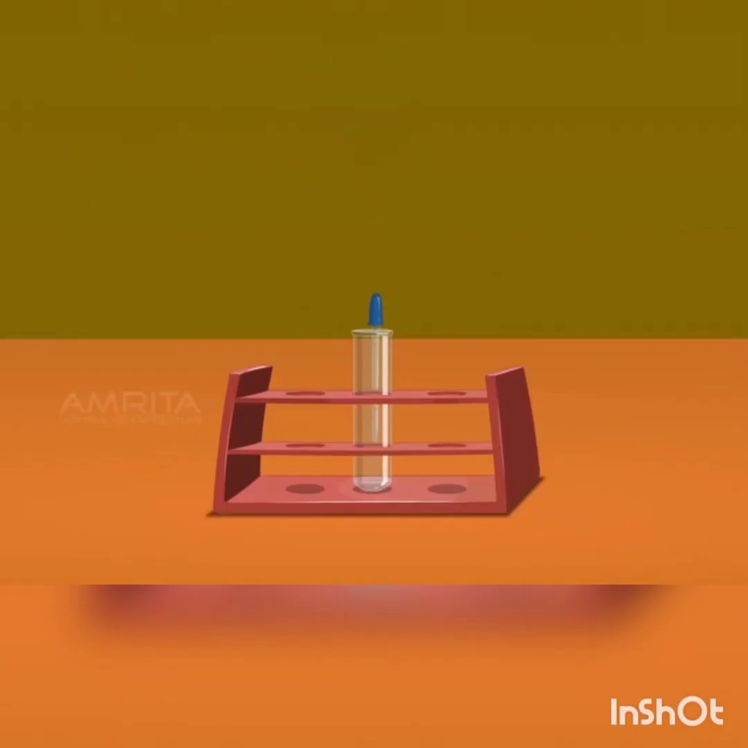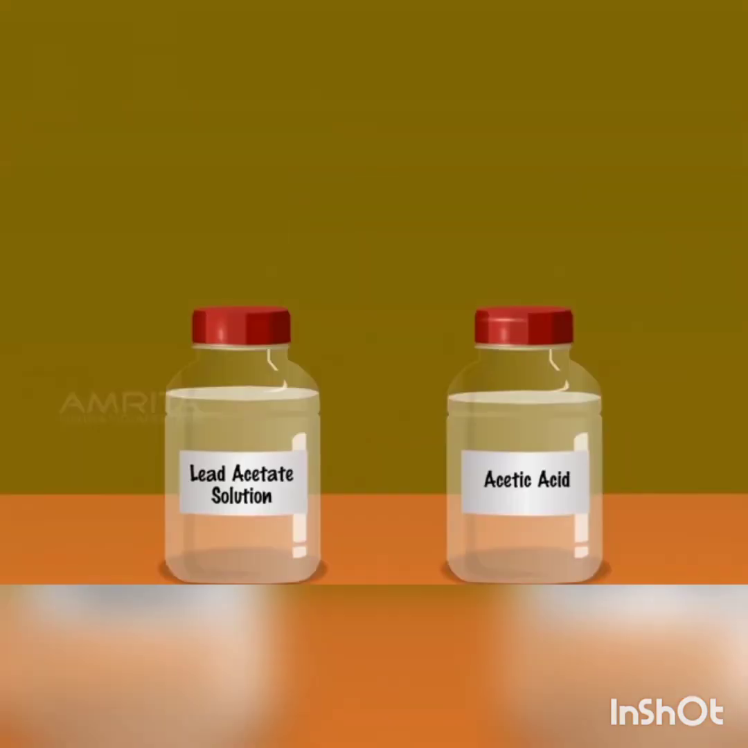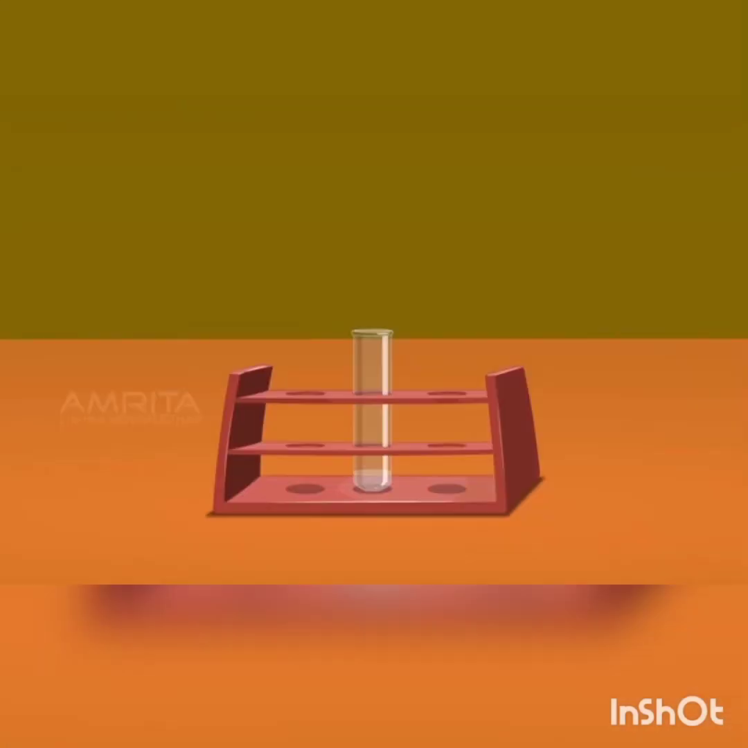Add acetic acid into the test tube containing Lassaigne's extract. Take a small amount of lead acetate solution using another dropper. Add a few drops of lead acetate solution into the contents of the test tube. Sodium sulfide formed during the preparation of Lassaigne's extract reacts with lead acetate and forms a black precipitate of lead sulfide.